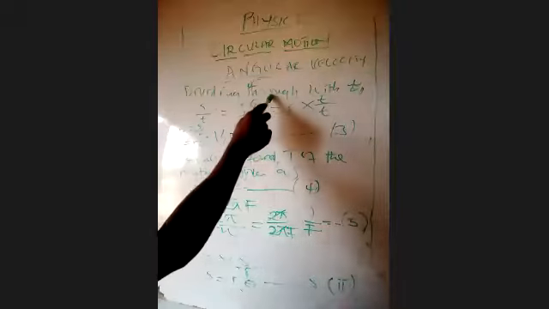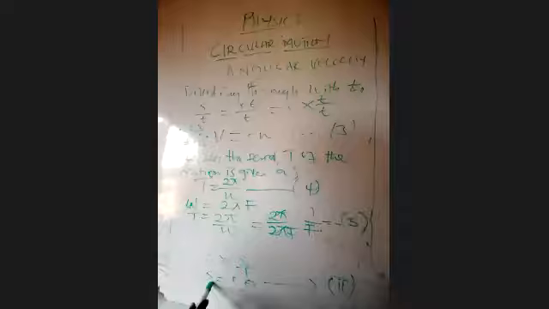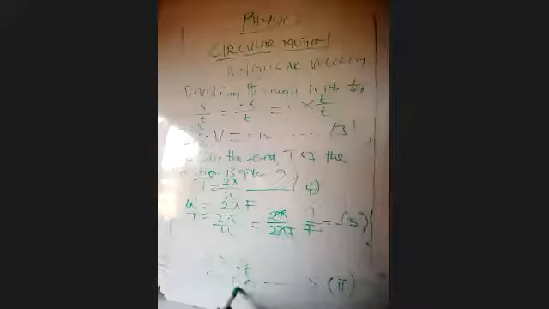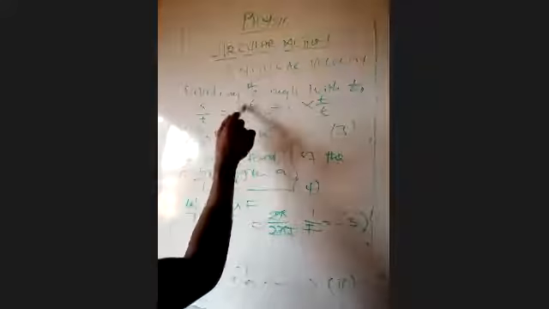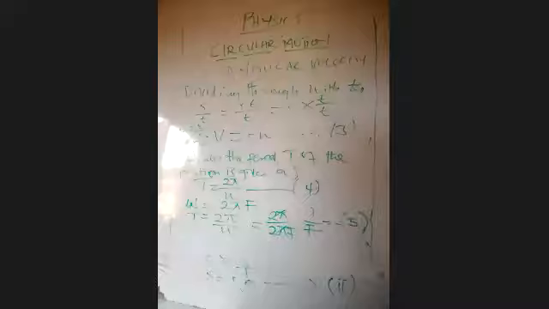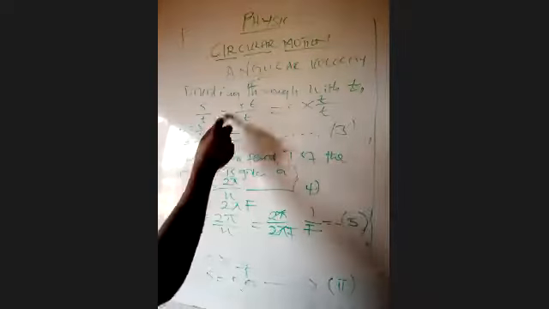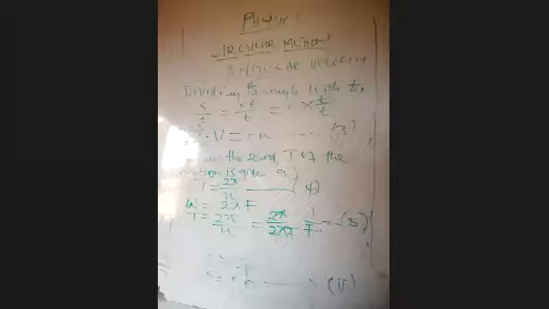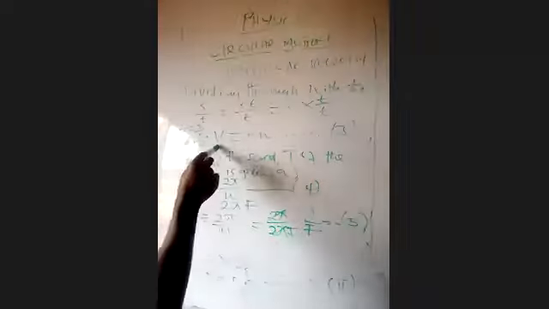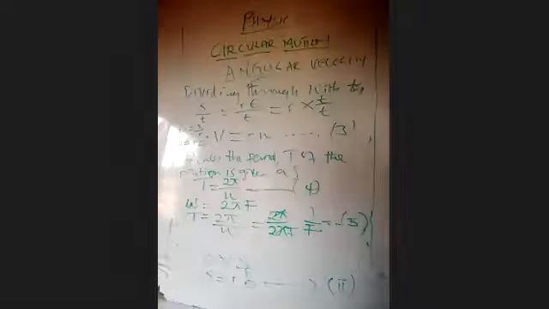Now, we divide through by T in equation 2. Our equation 2 is S is equal to R theta. Dividing through by T, this is how we get S all over T is equal to R theta all over T. Working this out, it gives us R times theta all over T. So our V is equal to R W.